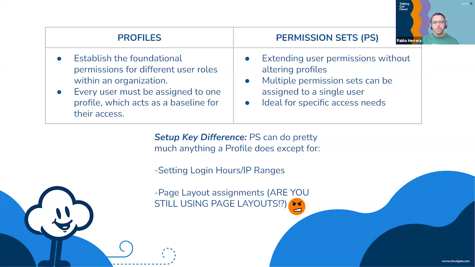Permission sets allow you to extend users' permissions beyond their profile, providing added flexibility without altering the profile itself. So you can think of permission sets as additional layers of access that can be applied individually to users. Now, the main difference between both of them is flexibility. Profiles define broad user permissions, while permission sets refine and extend them for specific needs, avoiding the need for extra profiles. Permission sets can do almost everything profiles can, except for a few things, such as setting login hours, IP ranges, and page layout assignments.